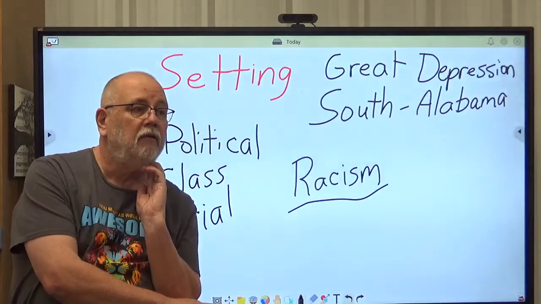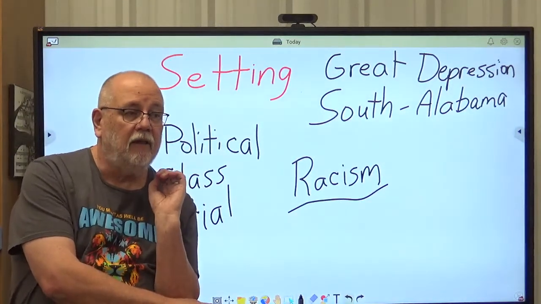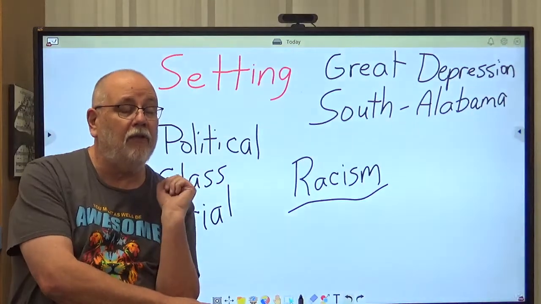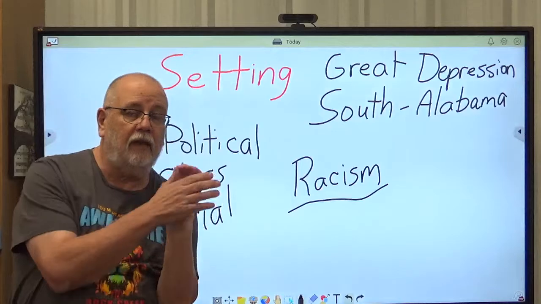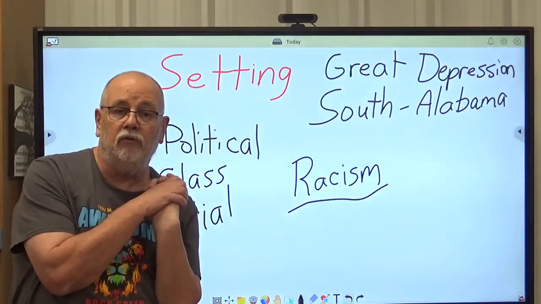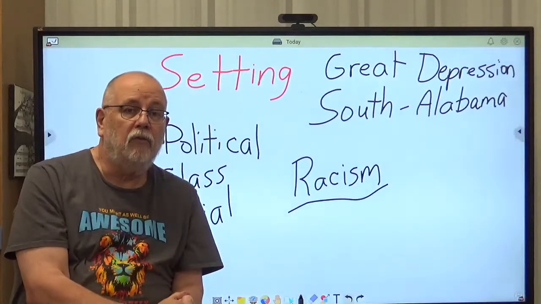Not good. Why? Because they liked their slaves. They liked the power that they had. Yeah, the whites had total rule. The slave owners had total rule over their slaves and over their blacks.